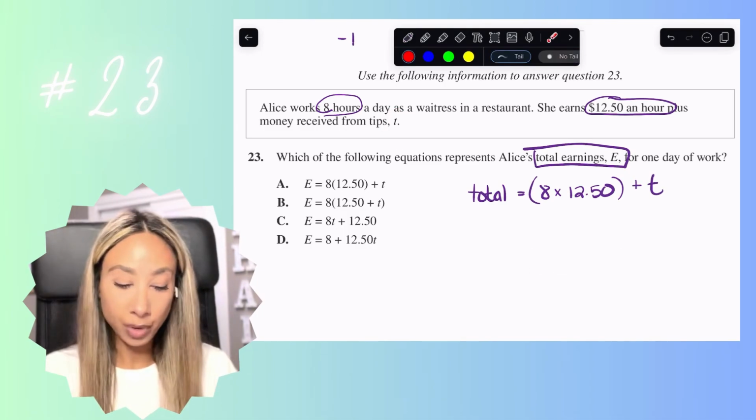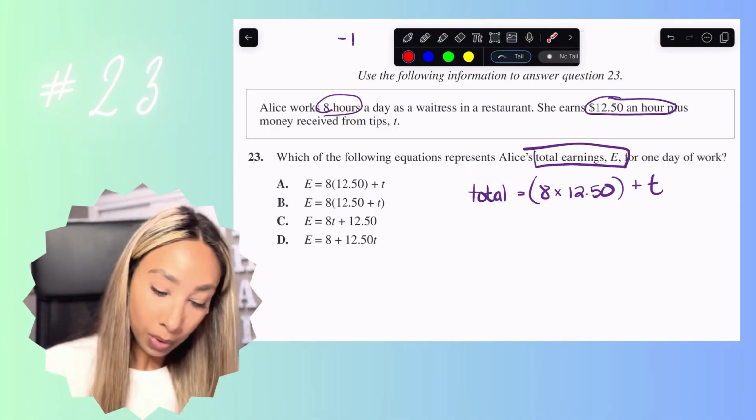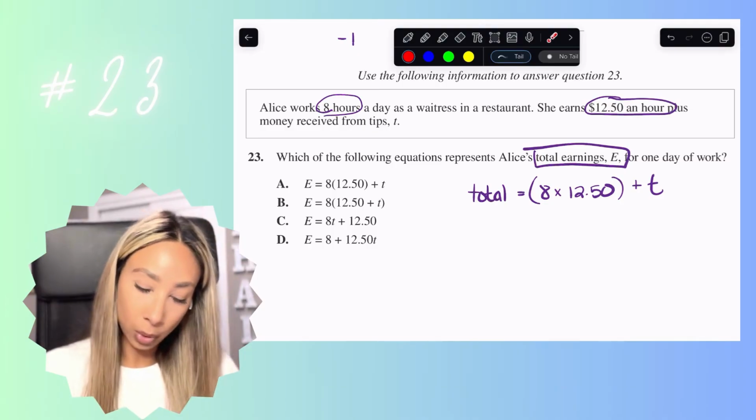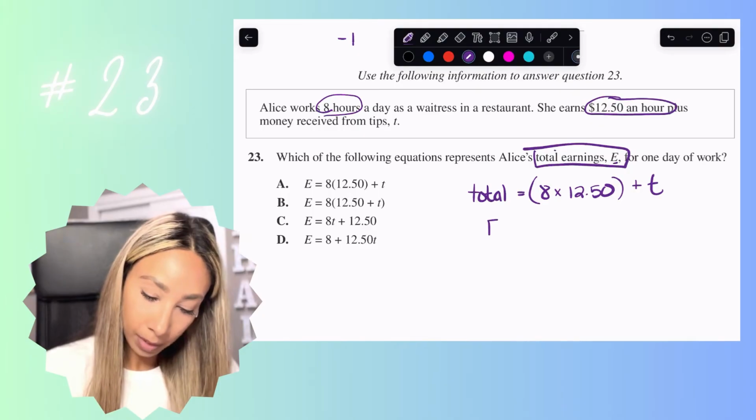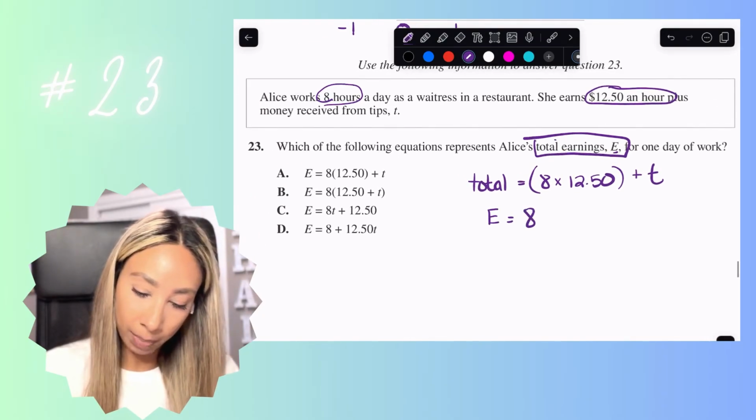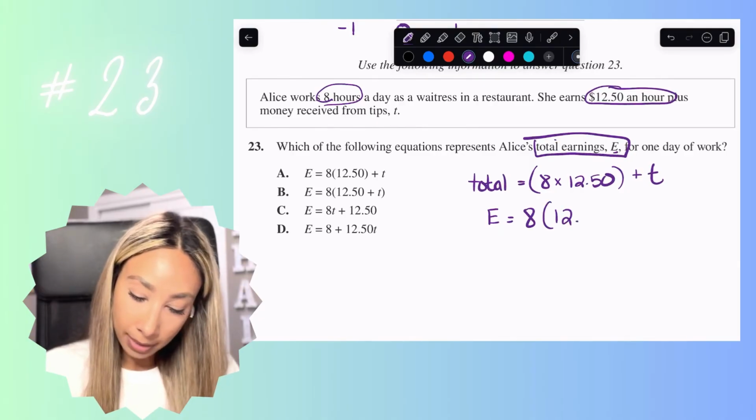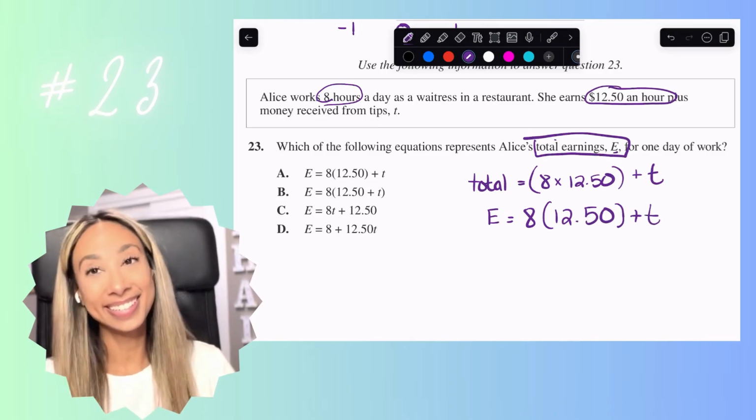That means with everything here, we're going to have to add the tips to the amount she earns for the hours she works to get the total. So now let's go back and fill it in with how they want us to answer this question. Well, they want E to represent the total. So we can say E is equal to 8 times, so I'm just going to write it like this. It's both the same thing. We can rainbow in that 8 plus the T. So the option that matches this one is going to be option A.